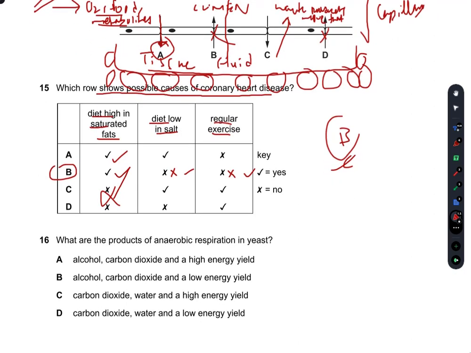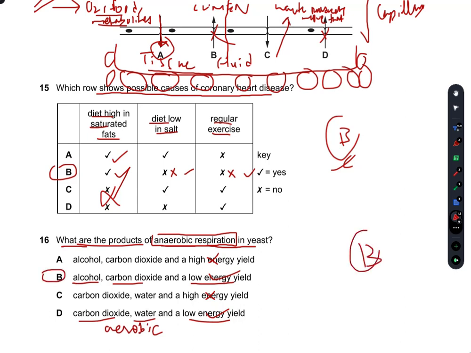What are the products of anaerobic respiration in yeast? So first of all, remember this, that anaerobic respiration has a low energy output. So we can rule out A and C. The products of anaerobic respiration in yeast are alcohol, carbon dioxide, and the low energy itself. Whereas carbon dioxide and water are for aerobic respiration. So B is the right answer.